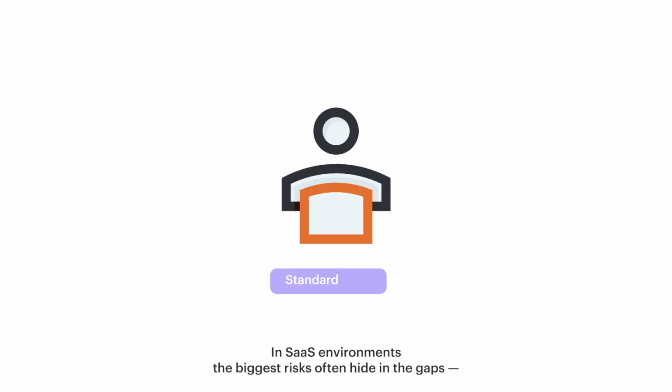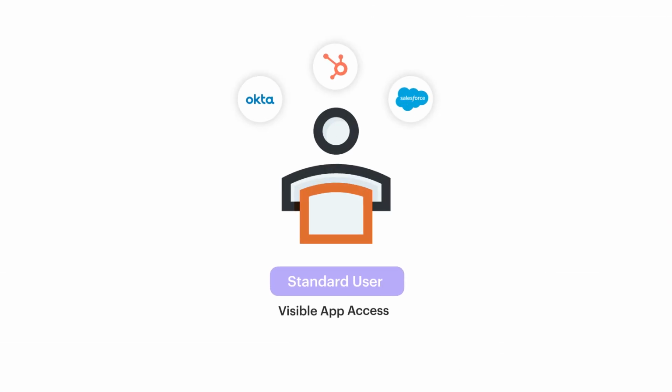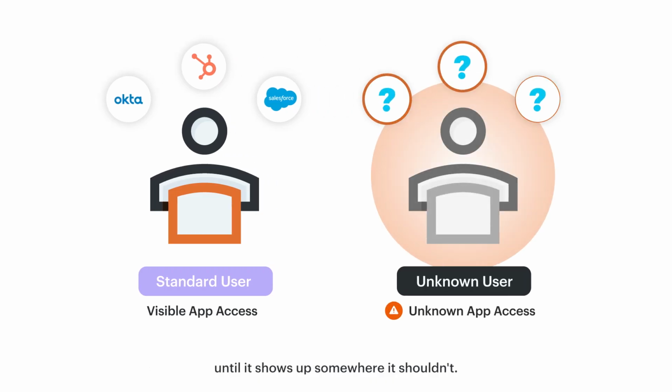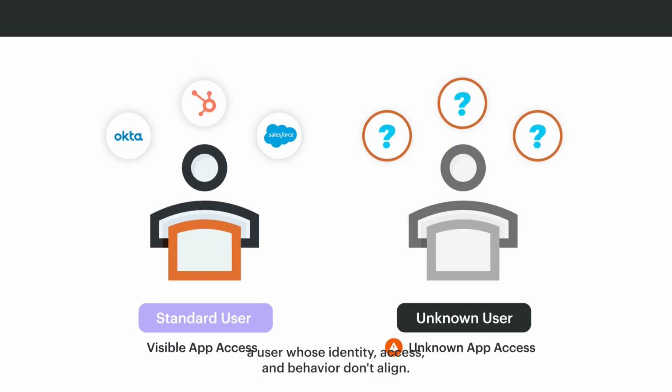In SaaS environments, the biggest risks often hide in the gaps. Untracked apps, unexpected admin roles, and activity that looks normal until it shows up somewhere it shouldn't. In this episode, I'm investigating one of those cases, a user whose identity, access, and behavior don't align.